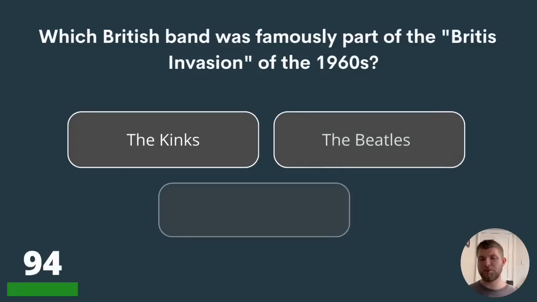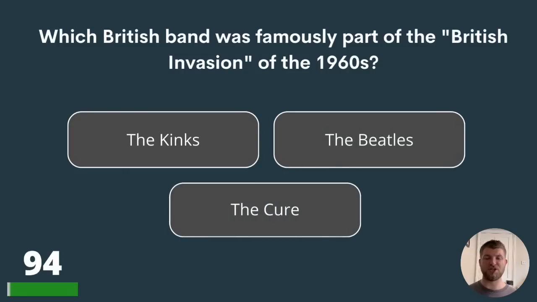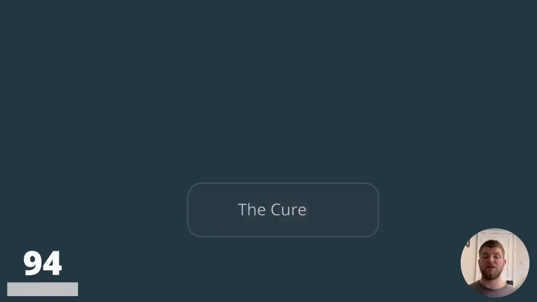94. Which British band was famously part of the British invasion of the 1960s? The Kinks, the Beatles, or the Cure? The answer is the Beatles.